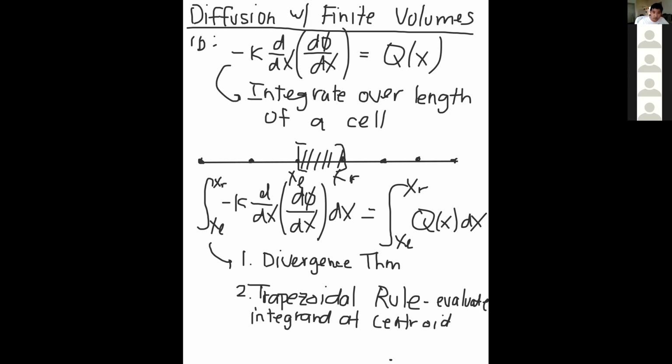Okay, so I'm going to clear the board. Once we did all those integration rules, we ended up with the following equation: phi at R minus 2 phi at C plus phi at L is equal to minus delta x squared over 2 times q at xc.